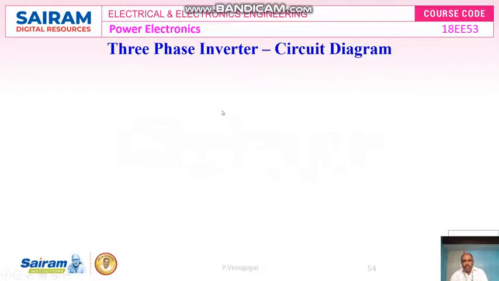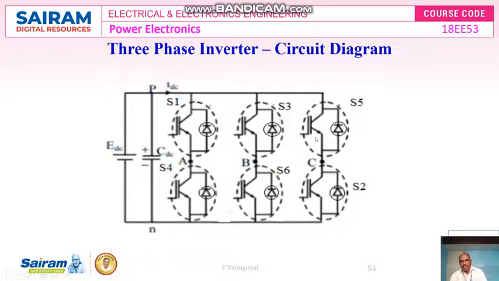A single-phase inverter is one which produces single-phase AC. The difference between single-phase half wave and full wave is that in single-phase half wave we use two switches, but in single-phase full wave we use four switches. That is the difference in the construction part.